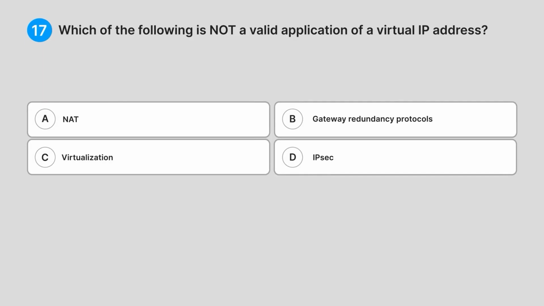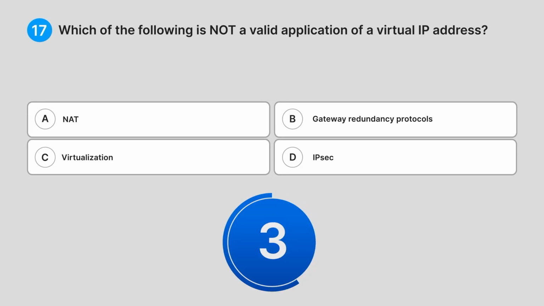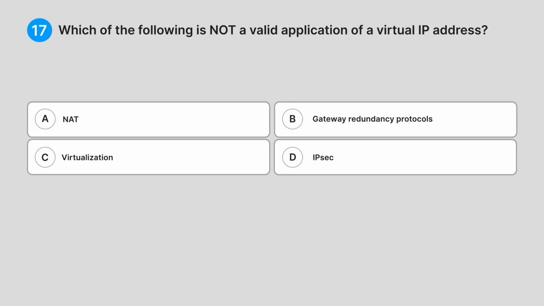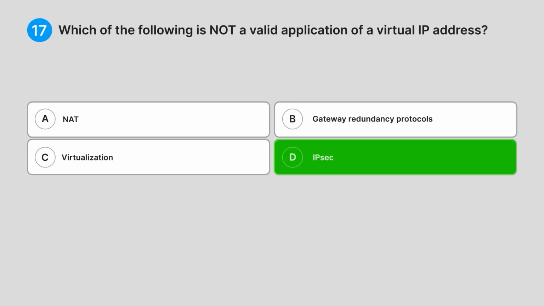17. Which of the following is not a valid application of a virtual IP address? A. NAT. B. Gateway redundancy protocols. C. Virtualization. D. IPsec. Do you know the answer? Correct answer, D. IPsec.